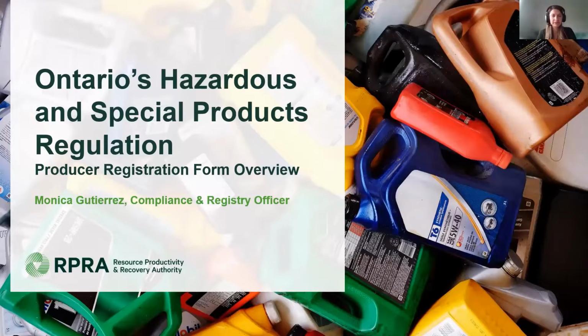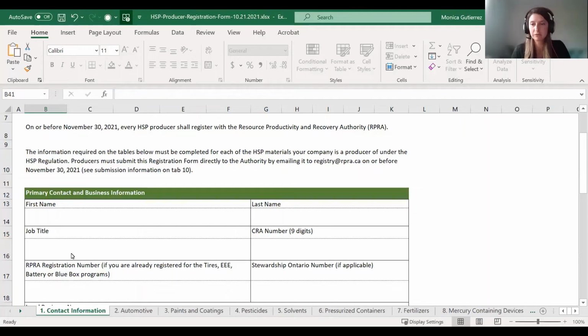So this is the first tab. This tab has to be completed by all the producers of all the material types. And all the information here is required. So this is the information that you're going to be completing if you are the primary contact. So you will be entering the information for the individual that will be the primary contact of the account. And you will also be entering the business information of the business.